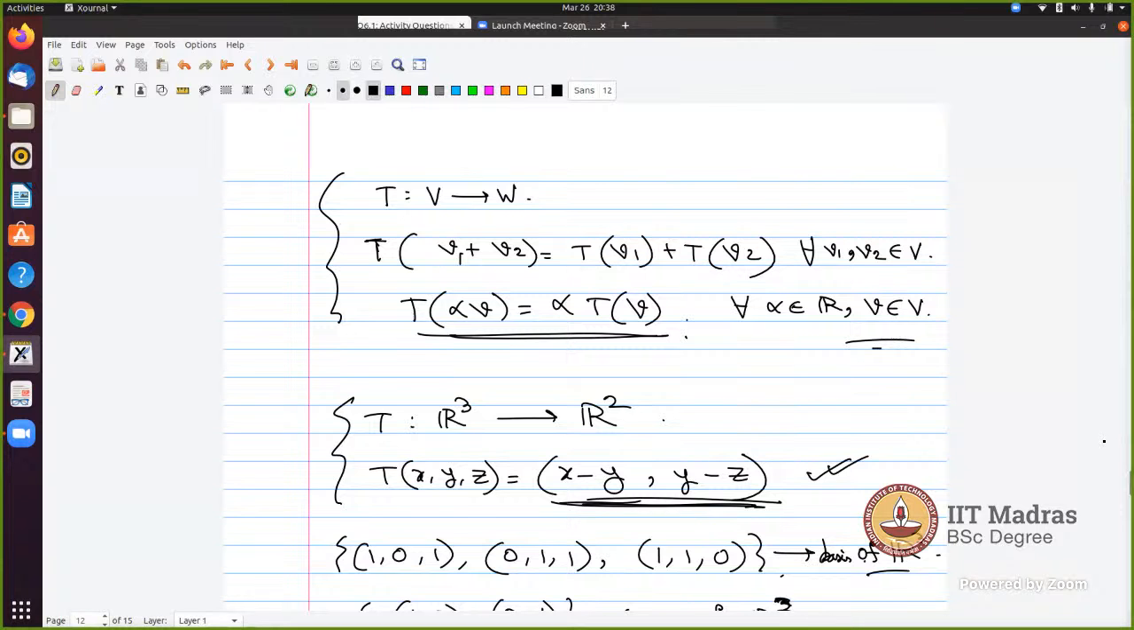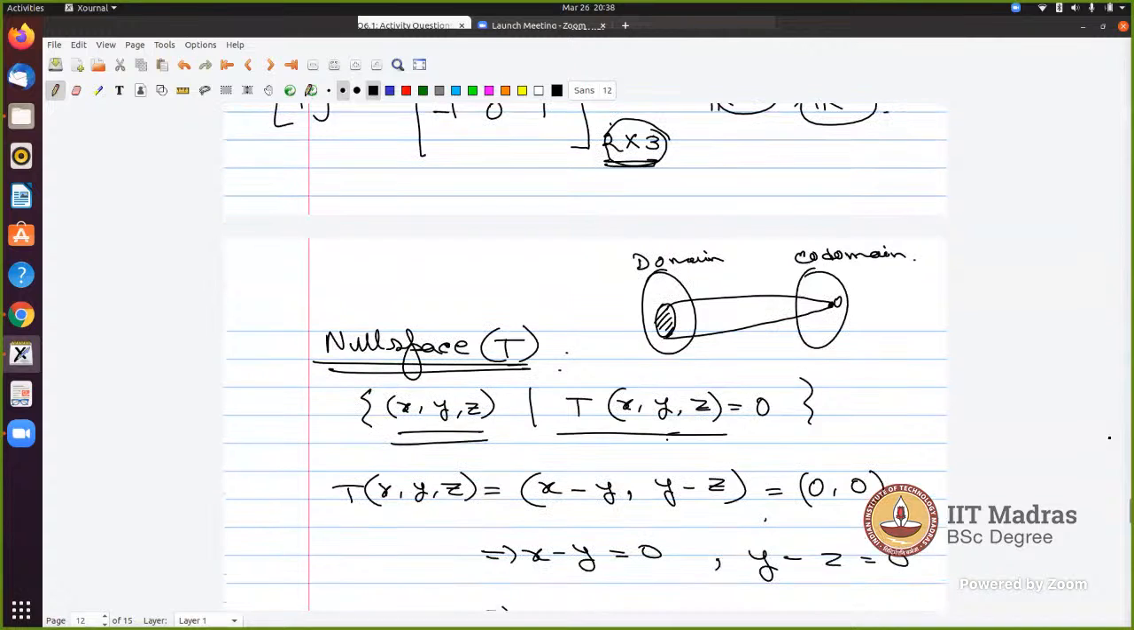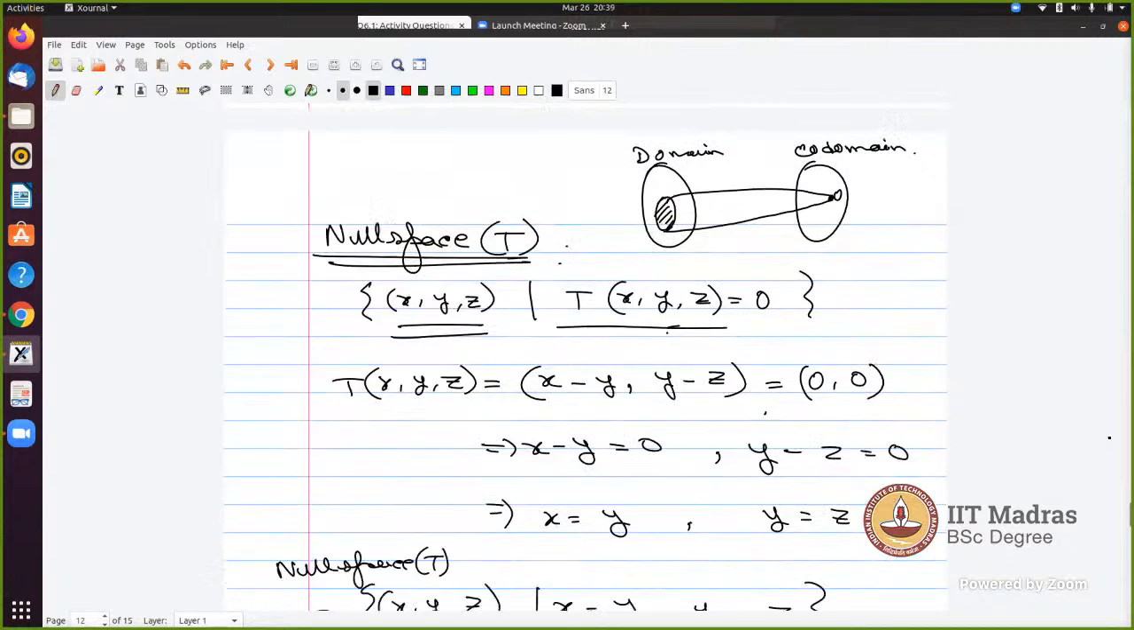But here I am doing it in general. I have given you a linear transformation, and I am asking you to find one basis for the null space. Then this is the way you can do it. Whatever the basis for the null space of this matrix and the null space of this linear transformation, those are exactly the same thing. Is it clear? Yes, sir.